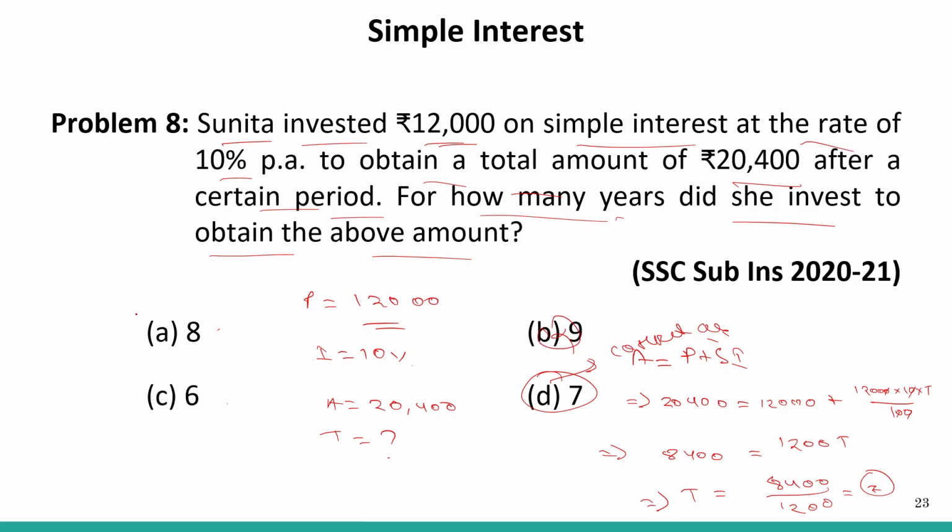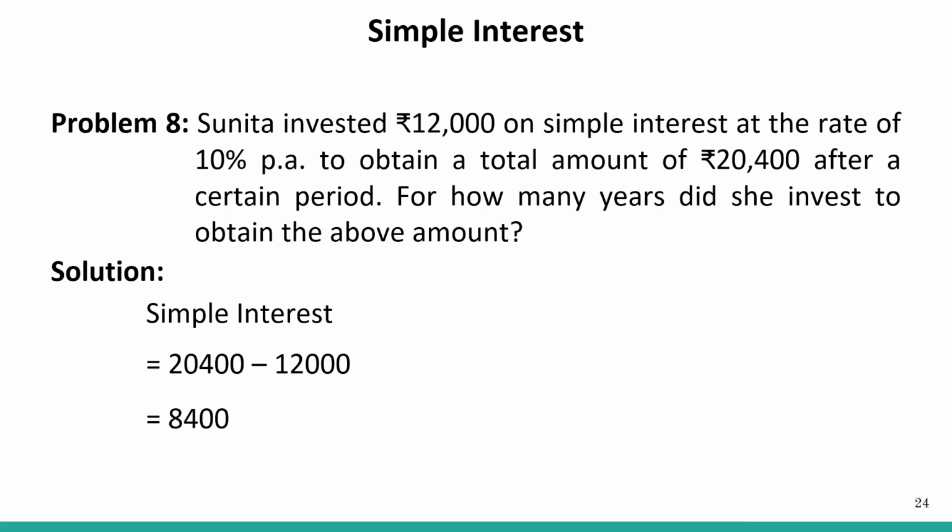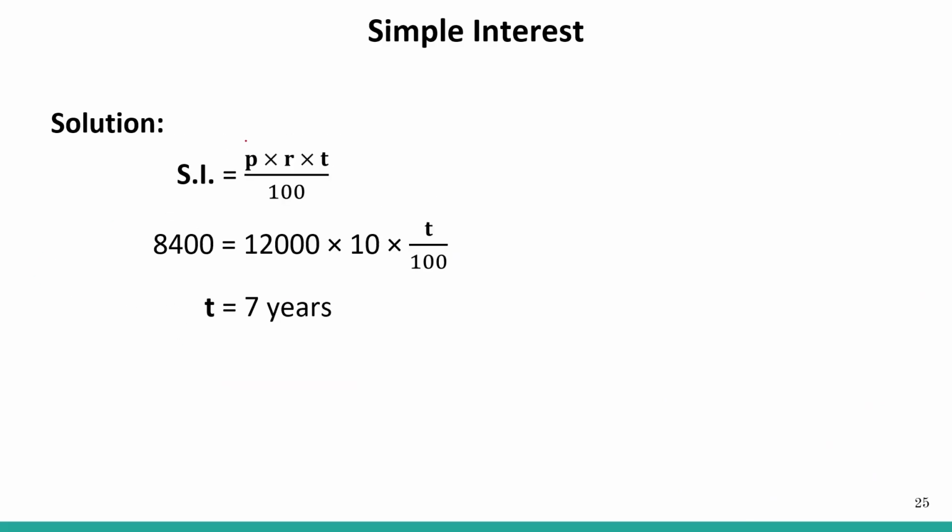So these are all wrong answers, A, B, and C, right? This question appeared in the SSC Sub Inspector 2021-2022 paper. So let's see the step-by-step solution. Simple interest is equal to this much. Using the formula PRT by 100, because R is given in percentage here, 12,000 into 10 into T by 100, T is equal to 7 years. So this will be the correct answer.